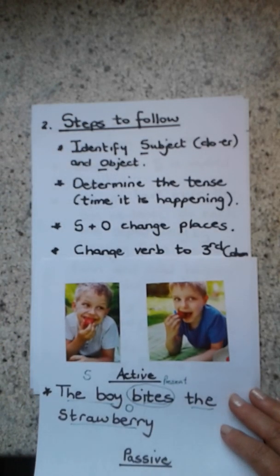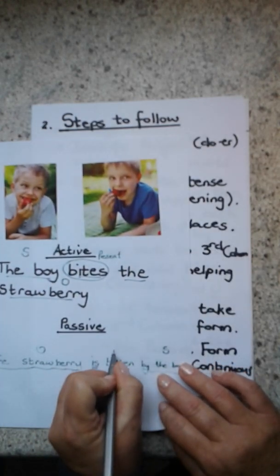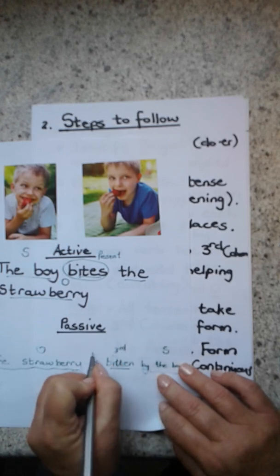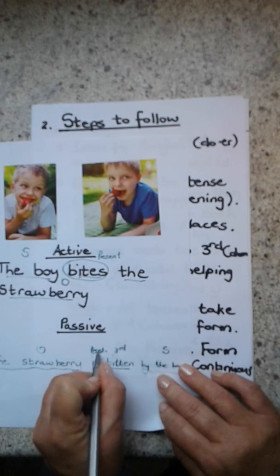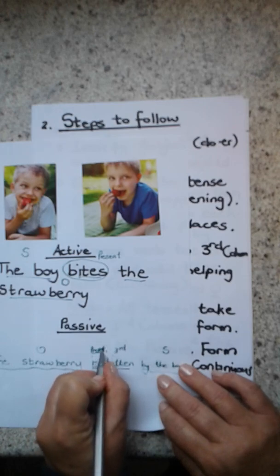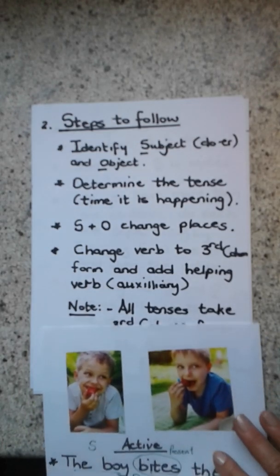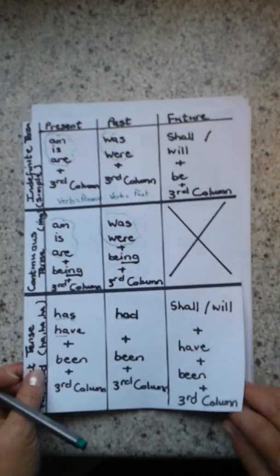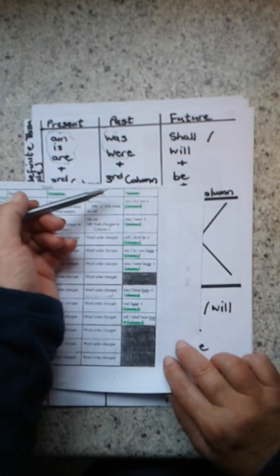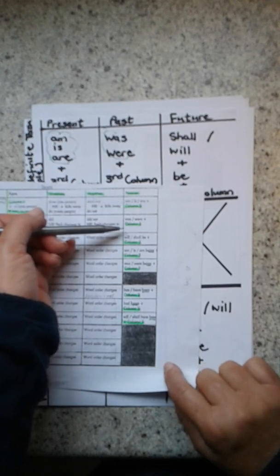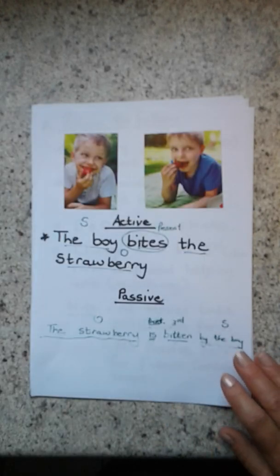Right, then you change the verb to the third column form, which we have done. This is the third column, and this is my present helping word. Right. Note that all tenses take the third column. You will see it here. I've given it you third column. And also if you go and look on this one, you will see third column, third column, third column for all of them. Okay.